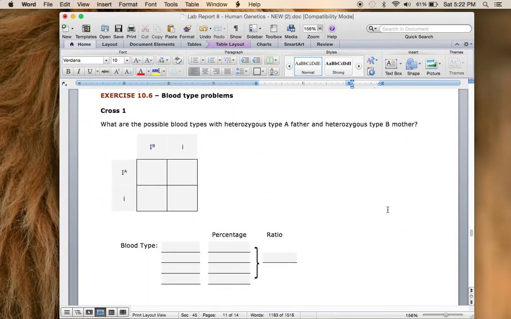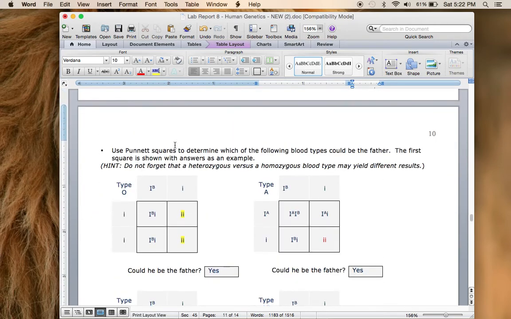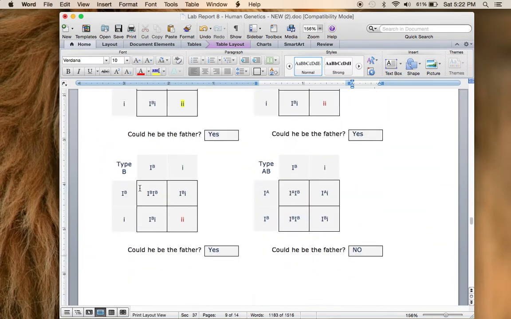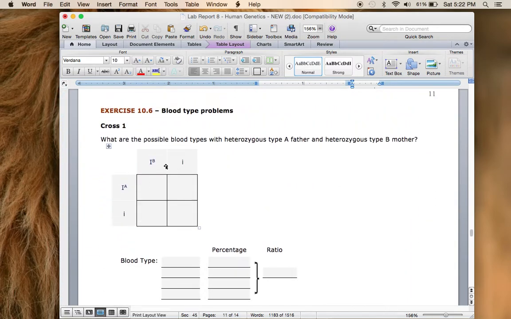Alright, let's do another cross. What are the possible blood types with a heterozygous type A father, so I filled that in, heterozygous type A, and a heterozygous type B mother. So remember, we had this listed up at the beginning. I listed all the different options. So heterozygous type A is a dominant A and then a recessive. Heterozygous type B will be a dominant B and a recessive. So I put those in the square.